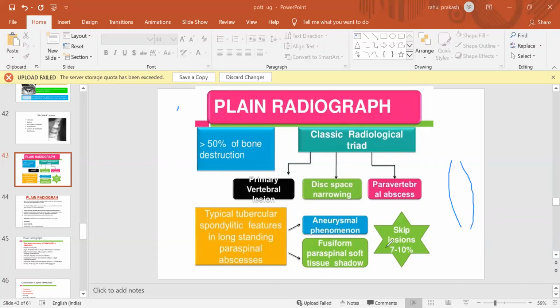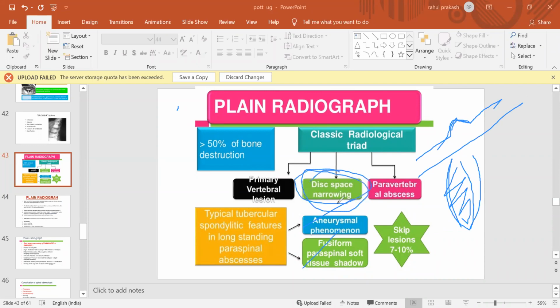So this is fusiform. The abscess comes in bird nest form or fusiform form. The whole thing is fusiform like this. It is an aneurysmal form. How is an aneurysm? In an artery it is like this: there will be a normal artery, then an aneurysm like this. So sometimes this abscess comes in aneurysmal form or fusiform form. So remember aneurysmal form, fusiform form. Paravertebral abscess you already know, and disc space narrowing is the most common thing. Okay. Remember this much.